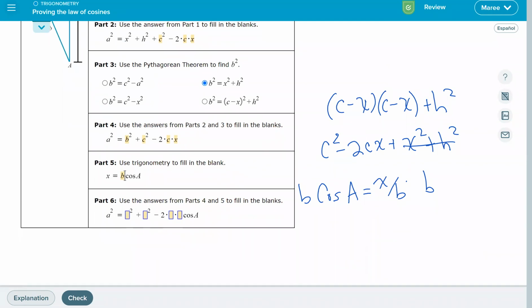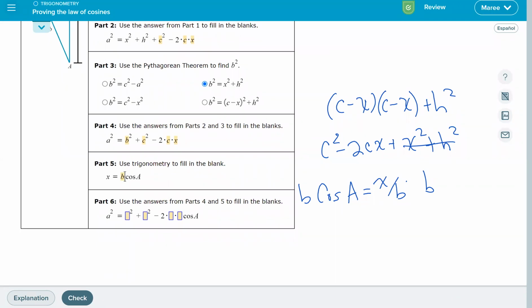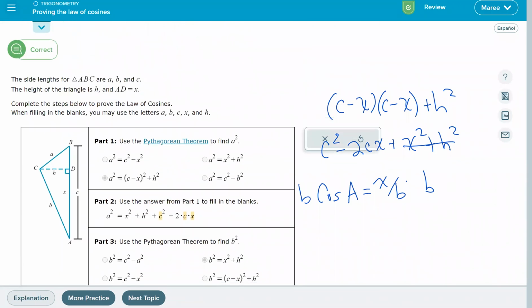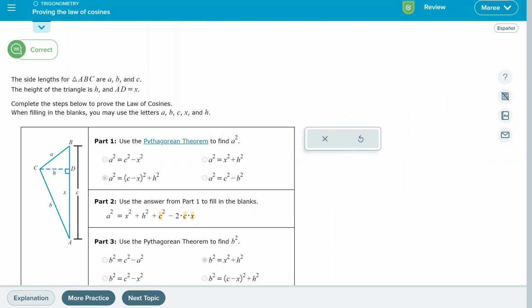We're going to replace 4, and we need 4 and 5. So instead of x, we're going to put in b cosine A. And again, I like to do the alphabetical order. So a squared plus b squared minus 2bc cosine A. And there we go. That will be the end of the lesson. Hopefully that helps clear up any questions you might have had.